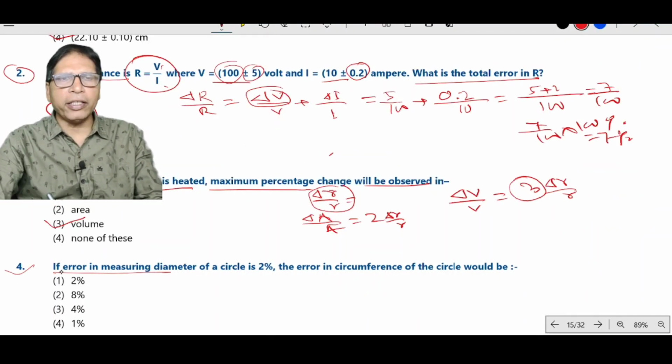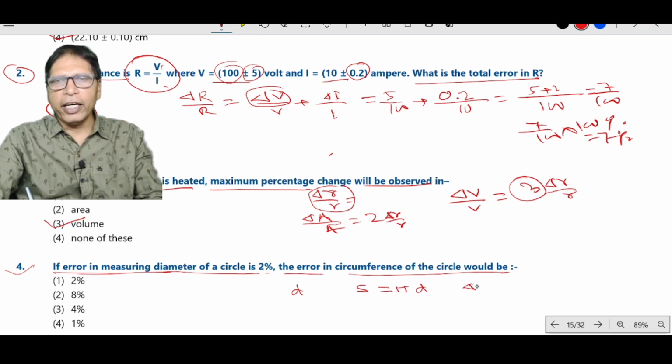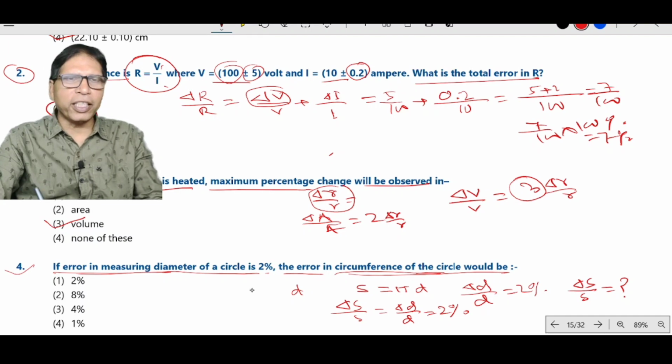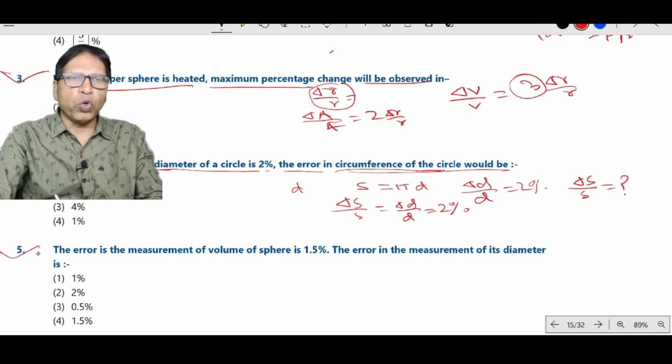Now question number 4. If error in measuring the diameter of a circle is 2%, the error in the circumference of the circle will be? If d be the diameter of a circle, then circumference S equals pi into d. Here delta d by d equals 2% is given. We have to calculate circumference delta S by S. So here delta S by S equals delta d by d, which is 2%. So the percentage error in the circumference of the circle is only 2%.